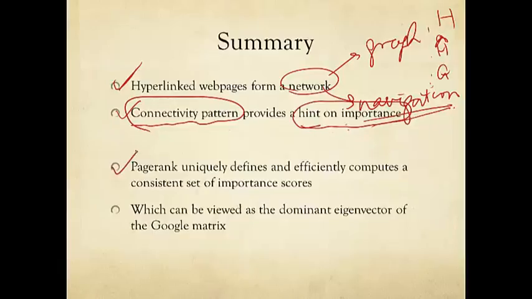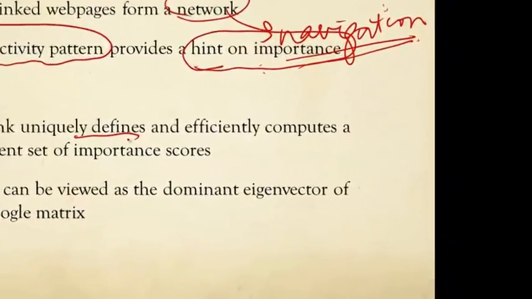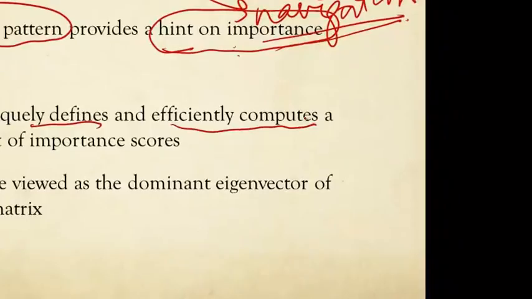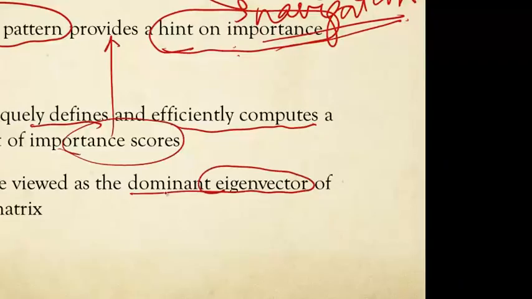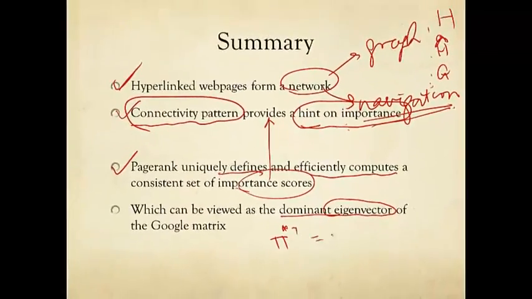So PageRank, this famous algorithm we just saw, uniquely defines and efficiently computes a consistent set of importance scores based on these ideas. And one of the angles we just saw and emphasized is the dominant eigenvector angle. That's pi star transpose equals pi star transpose times the Google matrix G.